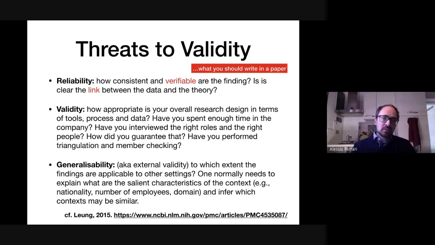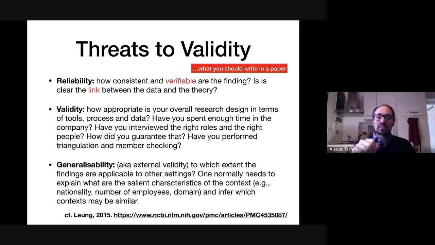In the paper, you write the section that is called threats to validity. And in qualitative studies, you have three main types of threats to validity. One is reliability, which means how consistent and verifiable are the findings? Is the link between the data and the theory clear? So you have to show that there is a relationship between your data and your theory.